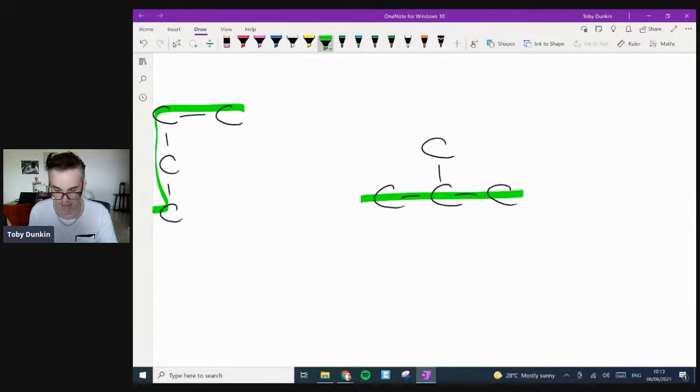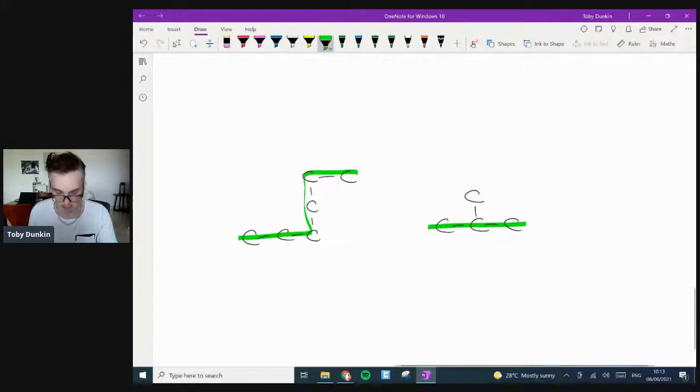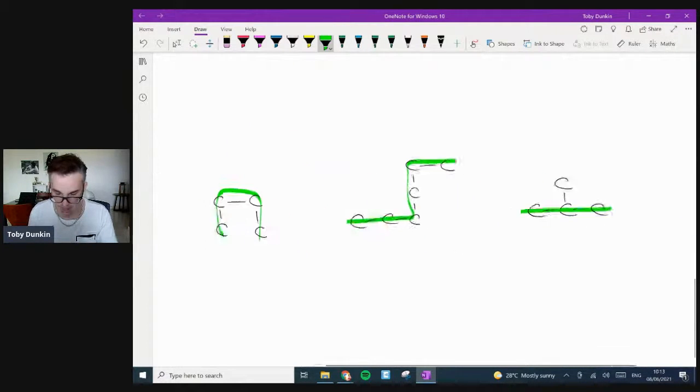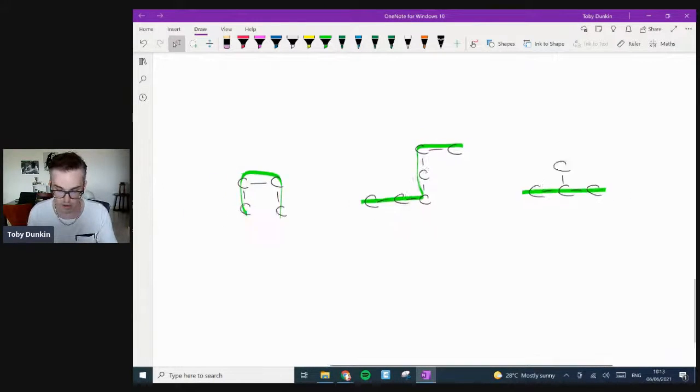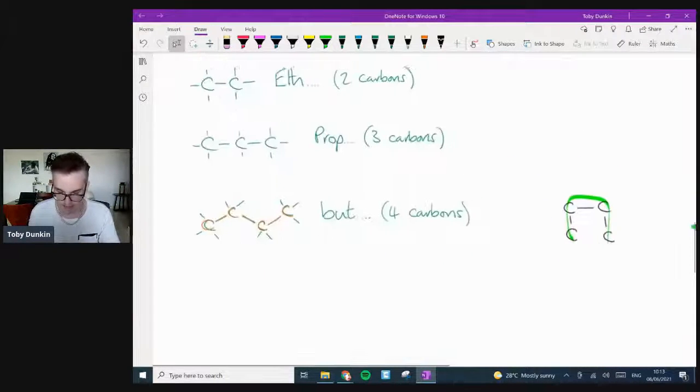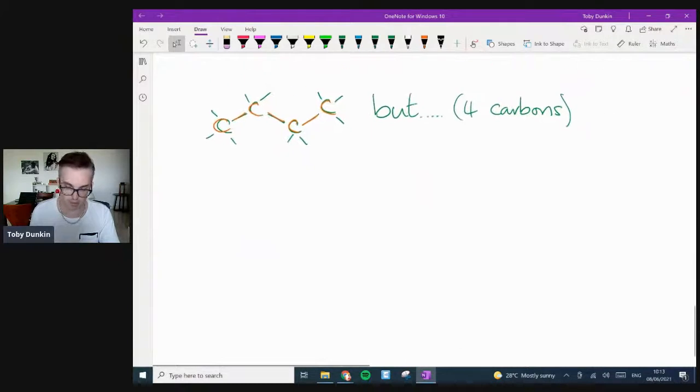So the longest chain there is 3. Just explaining, giving some examples. You should include those examples in your notes as well, by the way. Screenshot it, add it in. Yeah, so we've got 4, which is bute.